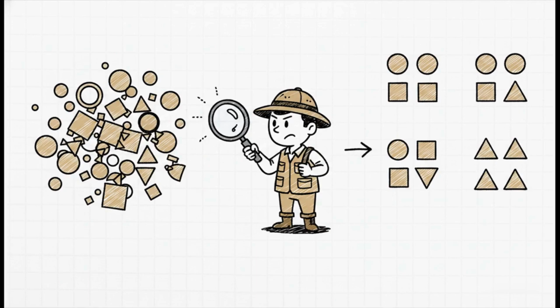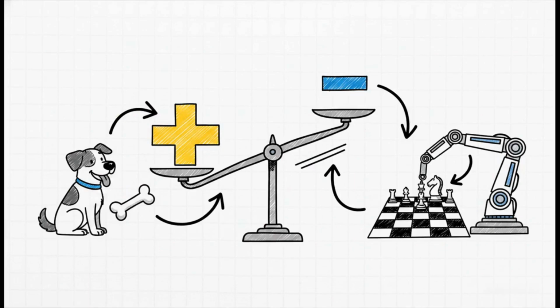It finds groupings we didn't even know existed. This is exactly why unsupervised learning is so heavily used in exploratory data analysis and massive scientific discoveries. And the third pillar is reinforcement learning.